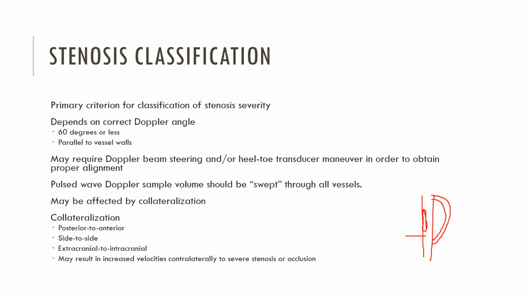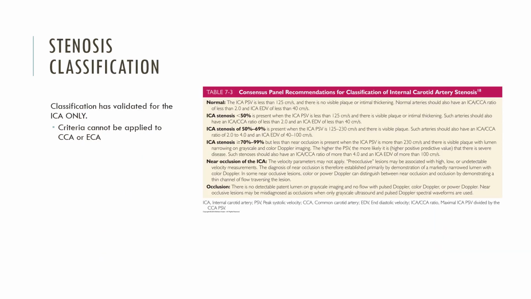That would be posterior to anterior. It could be side to side going to another vessel. It could be extracranial to intracranial, going from the ECA to the ICAs, and it can result in increased velocities contralaterally to the severe stenosis or occlusion. More so though, we usually have pretty good values to base our classifications off of. Remember that the classification of stenosis off of this chart here is only accurate for the ICA. CCA and ECA cannot be evaluated with this chart.